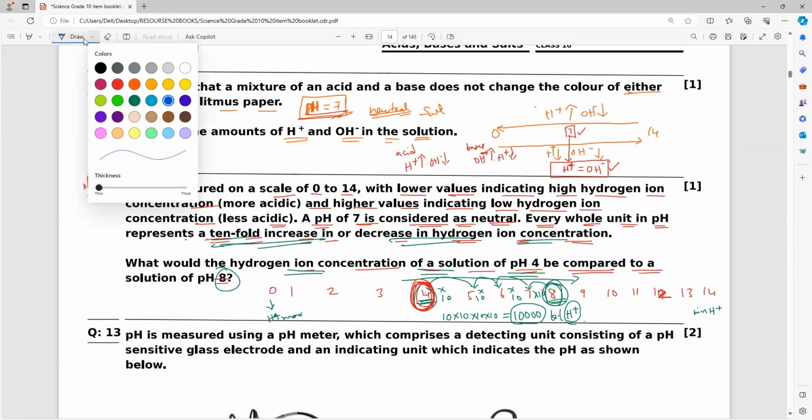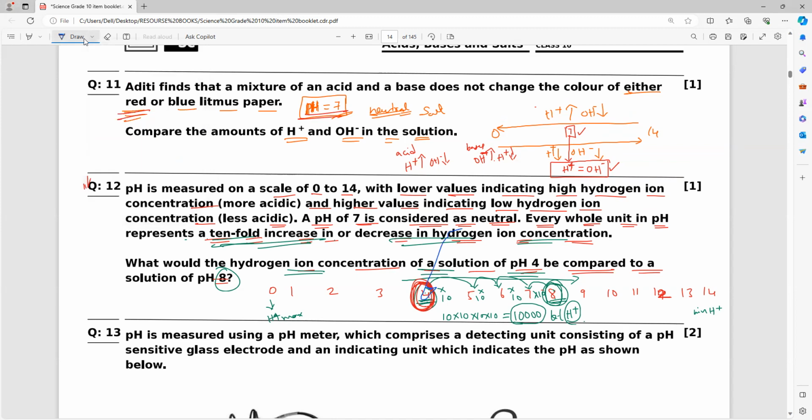So if I take pH 4, remember when we are coming down from 14 to 0, H plus ion concentration keeps on increasing. So maximum H plus ions will be at 0 pH value. Minimum H plus ions will be at 14. So when you are coming down, H plus ion concentration increases.